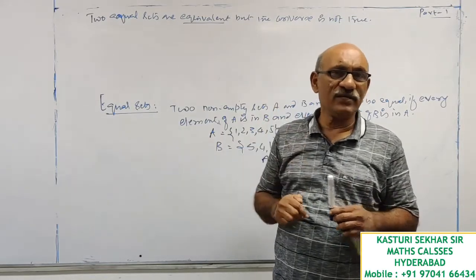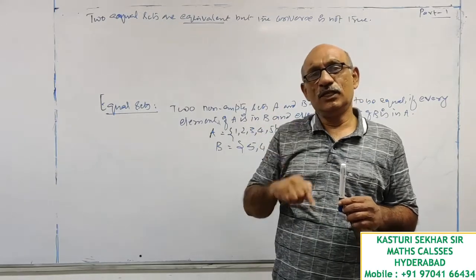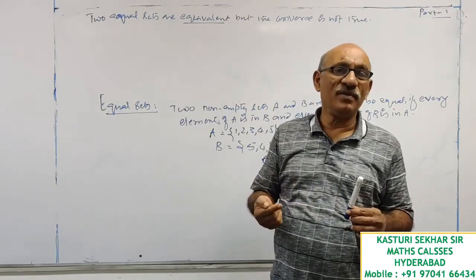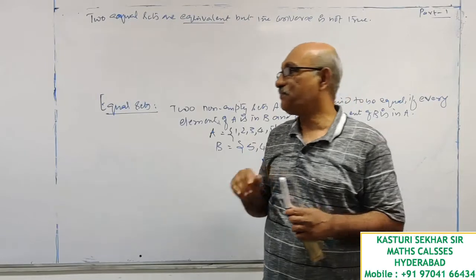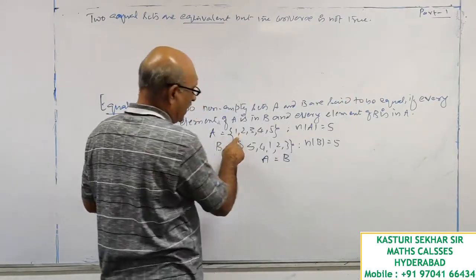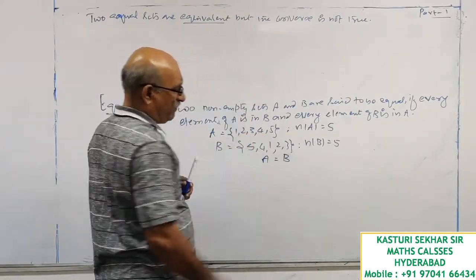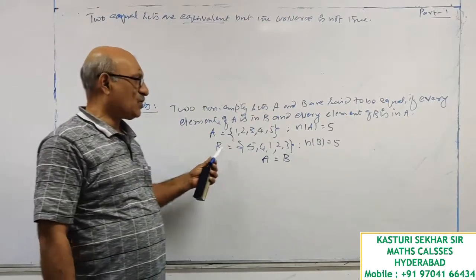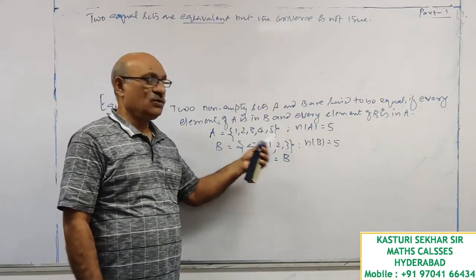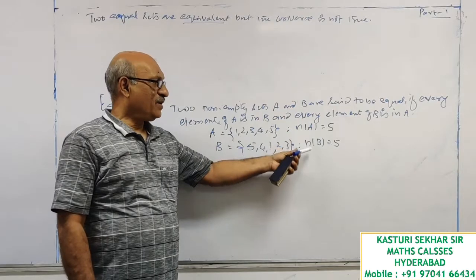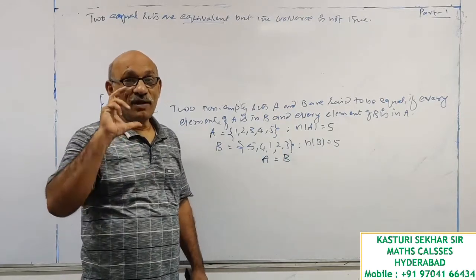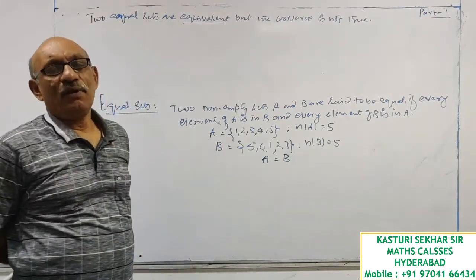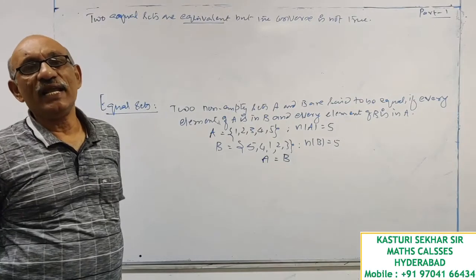But what is the condition for equal sets? They should contain equal number of elements and the elements are also the same. Look at this here. A is having 1, 2, 3, 4, 5, 5 elements. B is also having 5 elements: 5, 4, 1, 2, 3. Number of elements are equal. Whenever the number of elements are equal, it is an equivalent set.